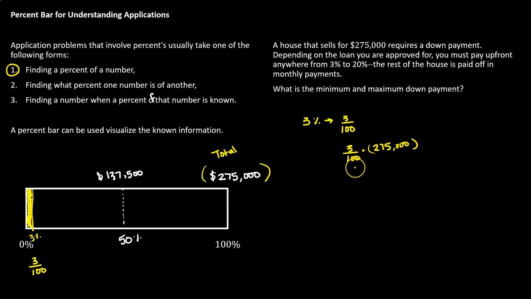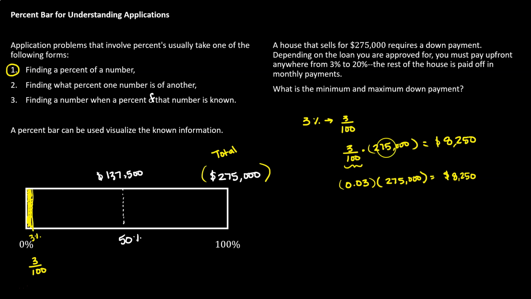And if you prefer decimals, there's no reason to leave your percent as a fraction. You could write this as 0.03 times the total house price. Remember that fractions and decimals are interchangeable, so it's really a personal preference there. So if I multiply 3 over 100, or if I multiply 0.03, I get the same number. It's $8,250.